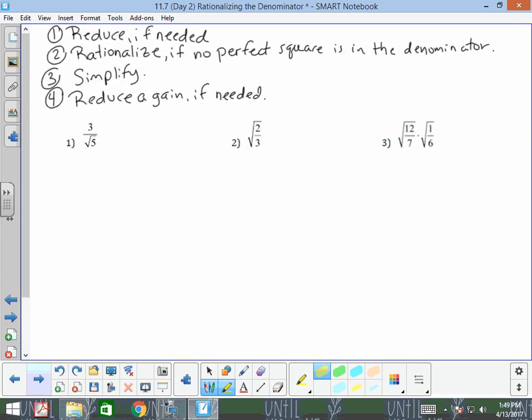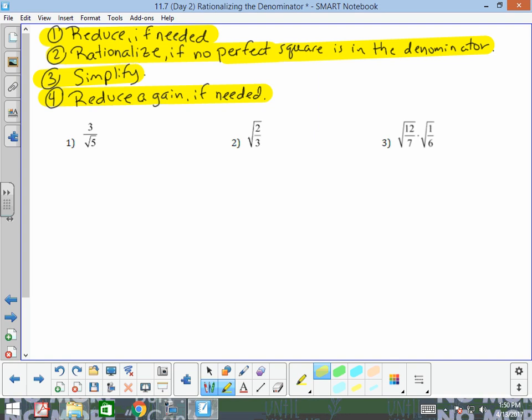Alright, so let's look at the steps first. First step is reduce if needed. Okay, if your fraction needs to be reduced, then reduce first. Then we're going to rationalize. If there's no perfect square in the denominator, that's whenever we rationalize. If there's a perfect square in the denominator, there's no need to rationalize. We just simplify. Then we're going to simplify after we rationalize, and then if needed, we'll reduce again.